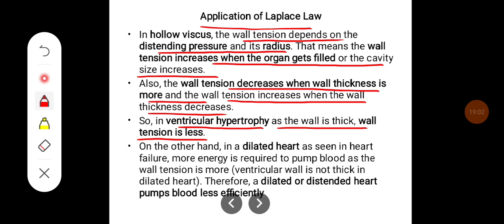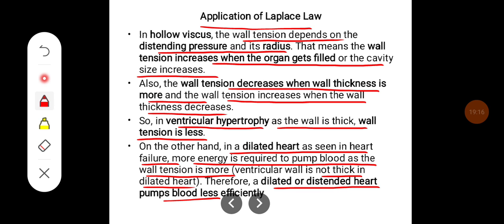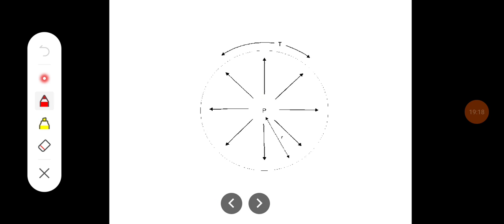On the other hand, in dilated heart, as seen in heart failure, more energy is required to pump the blood as the wall tension is more. That is, the ventricular wall is not thick in dilated heart. Therefore, a dilated or distended heart pumps blood less efficiently.